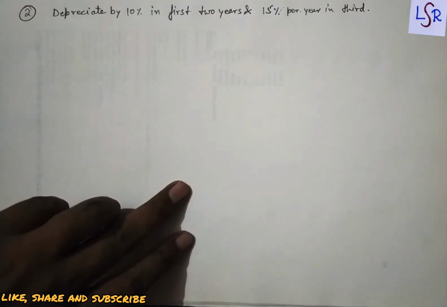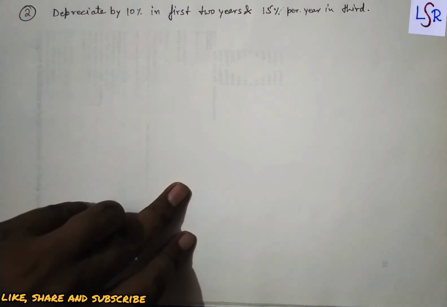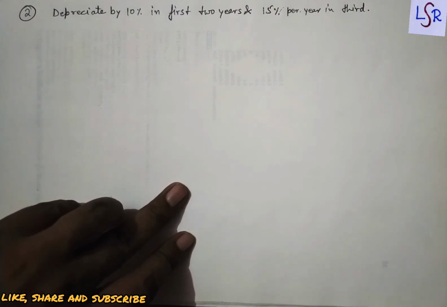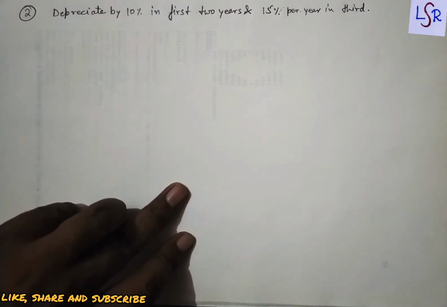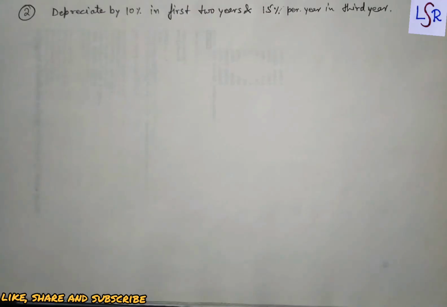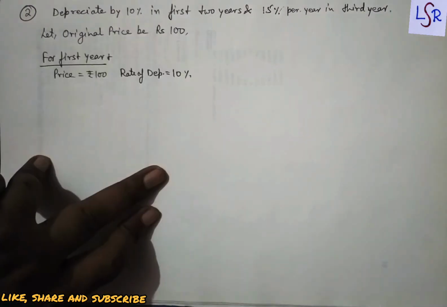Here in question number 2, the value of a machine depreciated by 10% per year during the first 2 years and 15% per year during the third year. You have to express the total depreciation of the machine as a percentage during the 3 years. Here we let the original price be rupees 100. So for the first year, price is rupees 100 and the rate of depreciation is 10%.